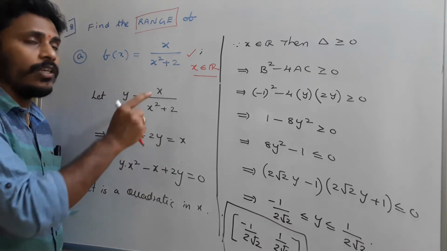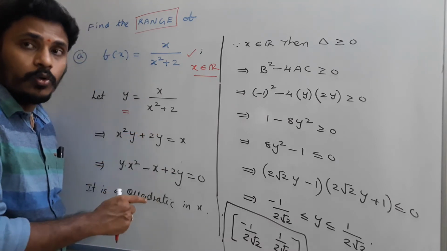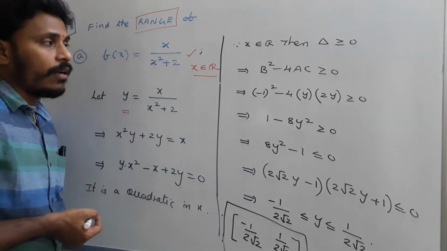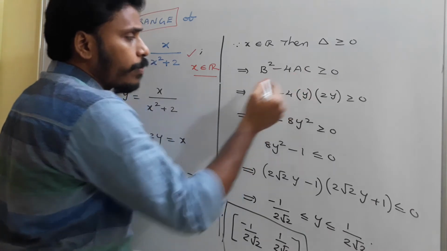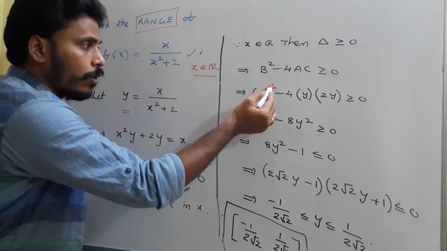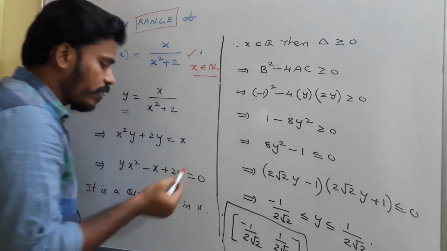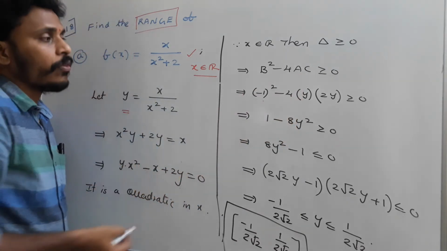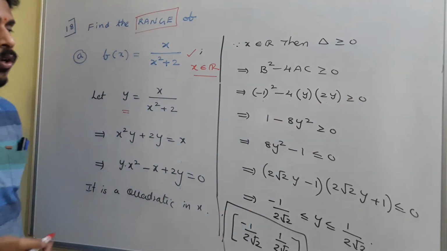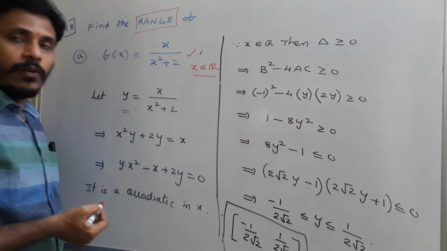And now since x is real, this quadratic has real roots, and that's why its discriminant is greater than or equals to 0. From the quadratic we know the discriminant is b square minus 4ac. So b is the coefficient of x, which is minus 1, whole square, minus 4 into a, the coefficient of x square, which is y, and c is the constant, here 2y. So minus 1 whole square minus 4 into y into 2y is greater than or equals to 0. Then normal simplification: 1 minus 8y square greater than or equals to 0.